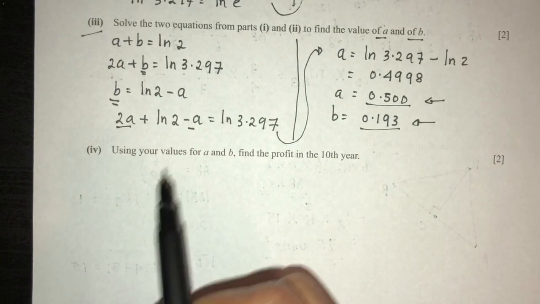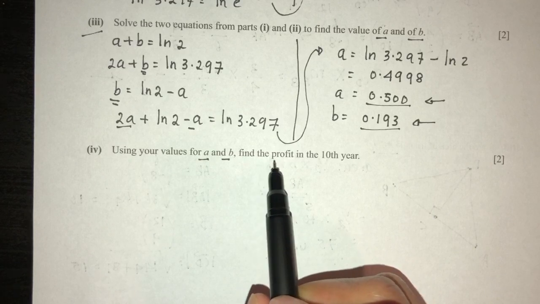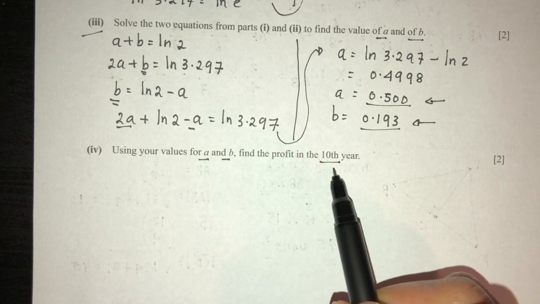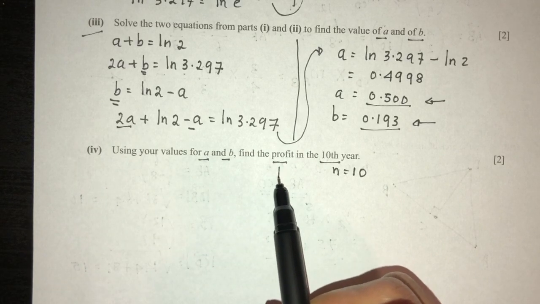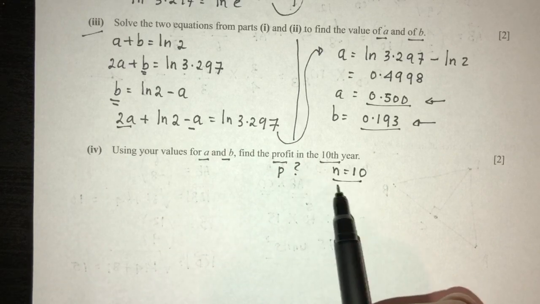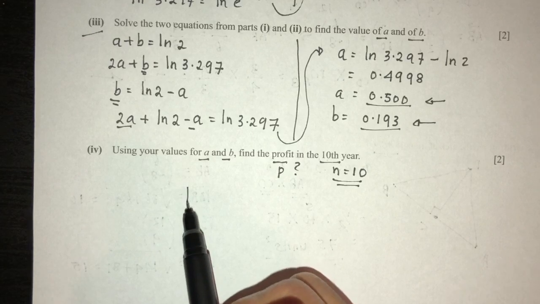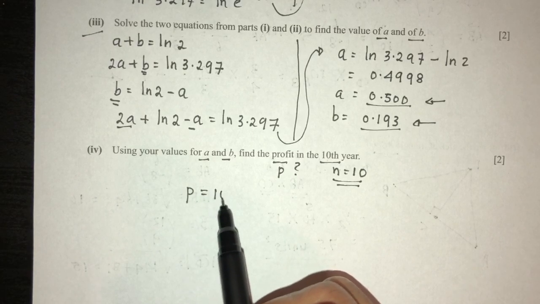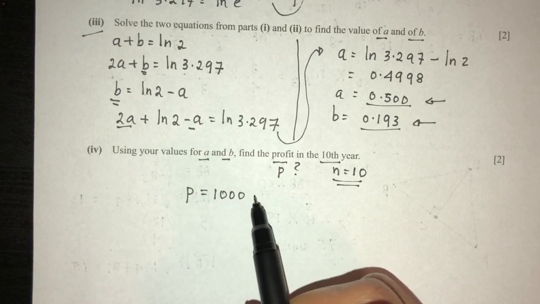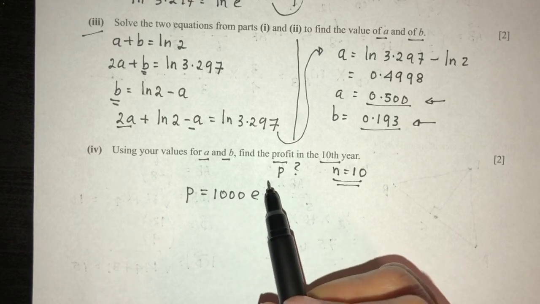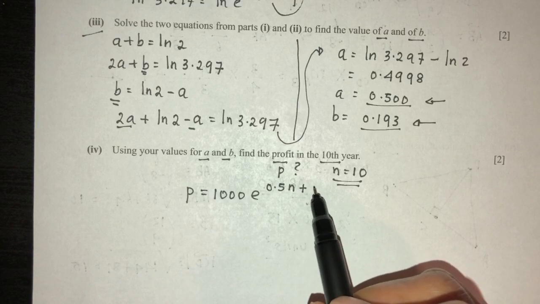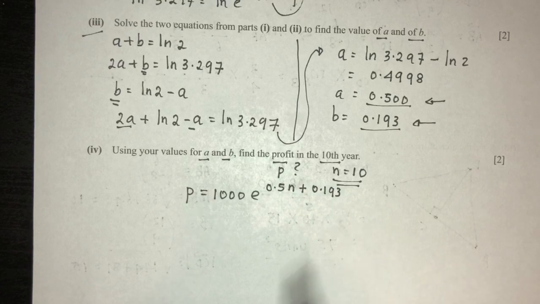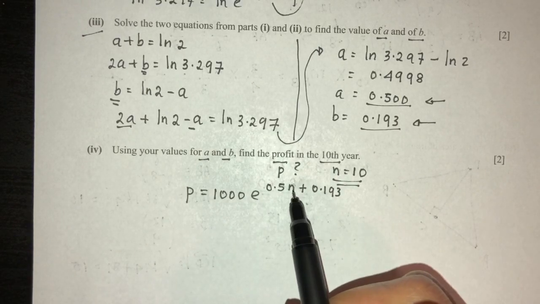Now for part 4, using the values of A and B, find the profit in the 10th year. So 10th year is n equal to 10. Profit is P, so find the value of P when n is equal to 10. The main equation is P equal to 1000 exponential of A, which is 0.5, times n plus B, which is 0.193. So replace the value of n in this and find P.